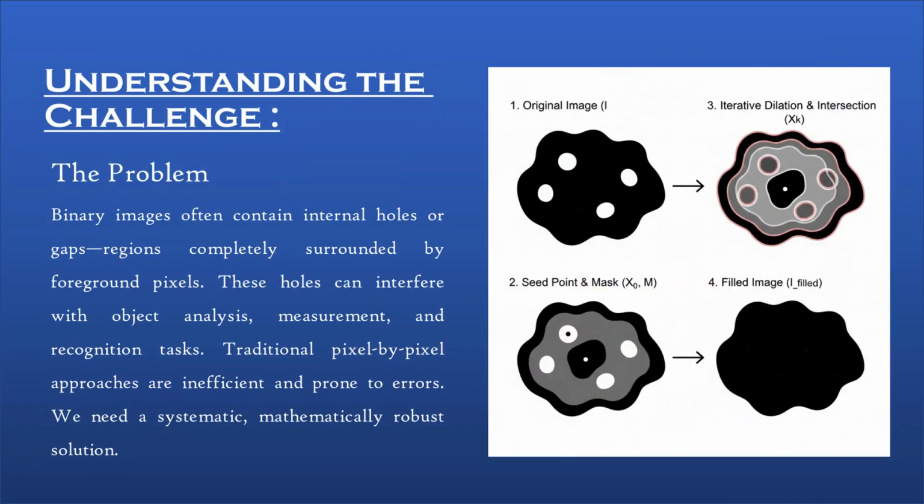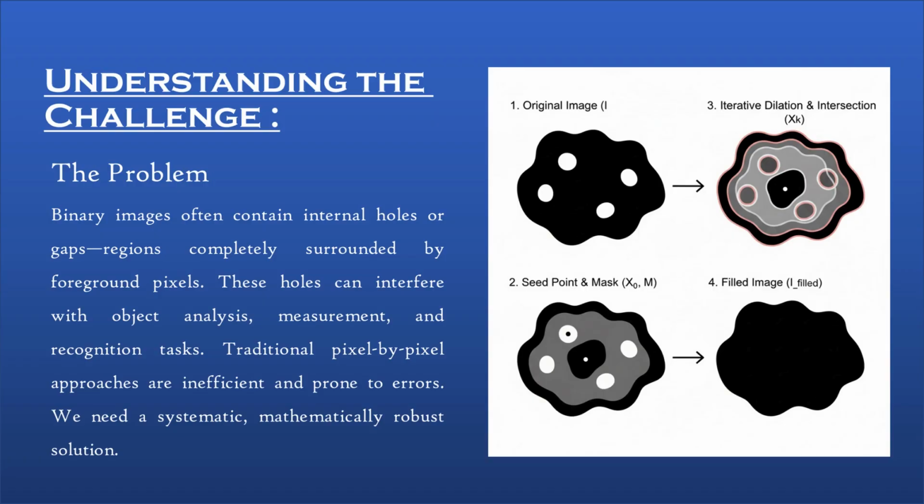The problem, as you see on the left, is that binary images, simple black and white images, often have internal holes or gaps. These gaps aren't just a visual issue. They can seriously interfere with computer vision tasks like object analysis, measurement, or recognition. While you could try to fill these pixel by pixel, that's inefficient and often unreliable. We need a more systematic and robust solution.